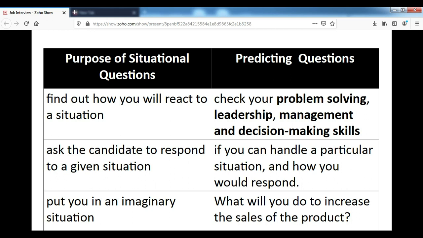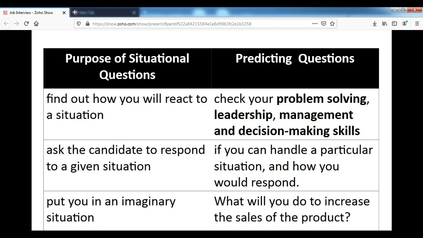For example: what will you do to increase the sales of the product? Suppose you are given this role, how will you manage the time? Suppose this situation occurred, then what would be your decision? These are the situational questions. You will be given an imaginary situation, and based on that you have to give your answers. The objective is to check how good you are at problem solving, leadership, management, and decision making skills. So make sure you understand whether it is a situational question or a behavioral question.